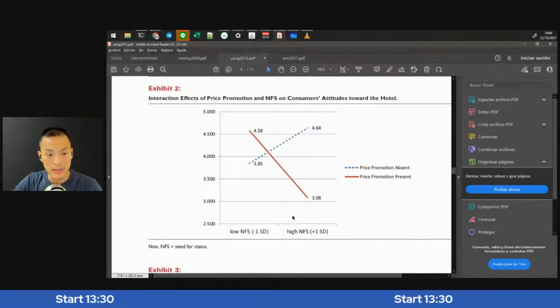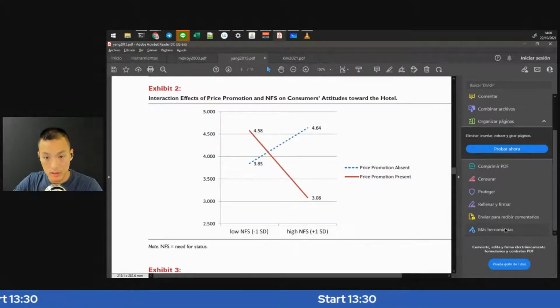Let's just look at this end. This is hard when it's not an iPad. Let's see if I can.